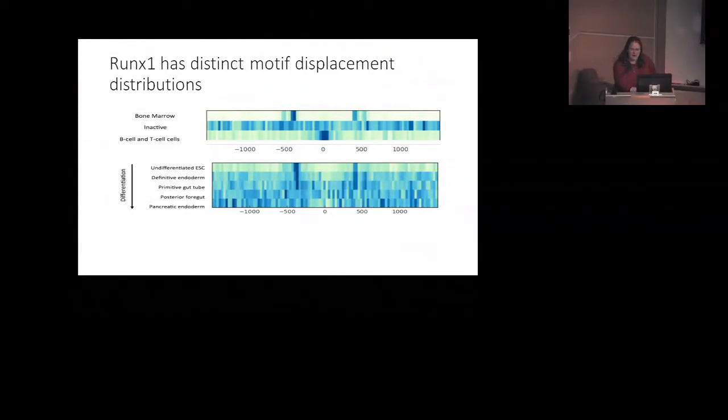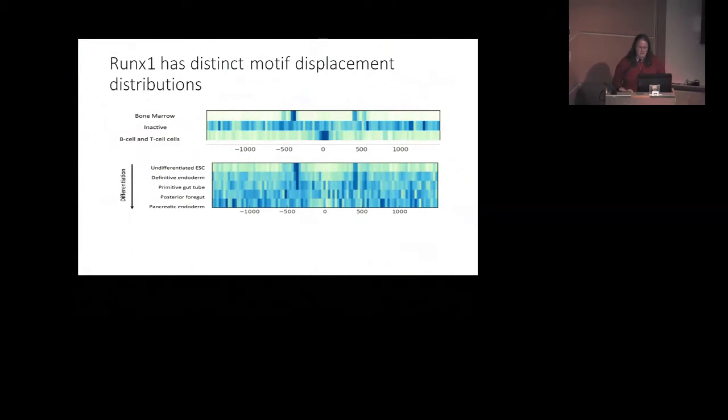If you look around 0 in those displacement profiles, they're actually very strongly enriched for another transcription factor called PLAG1, which has very limited reporting in the literature as having any relationship with RUNX1 at all. So we don't know if it's PLAG1 or something that binds to a motif similar.